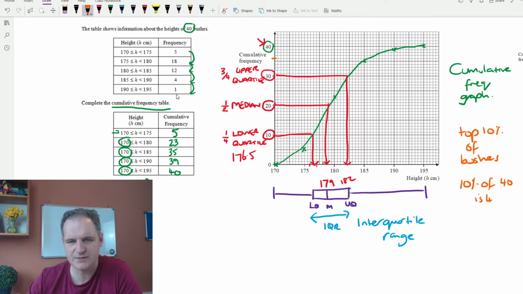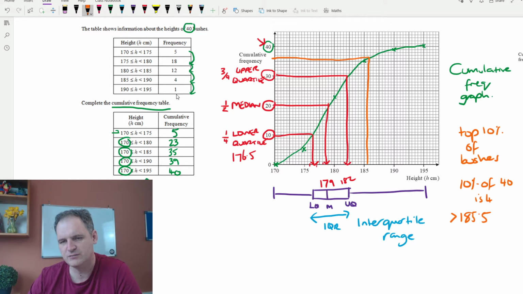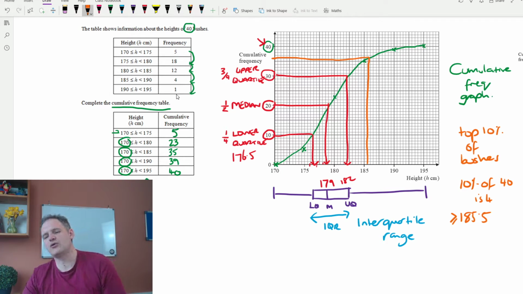That's 36. I'm going to read all the way across and read up. As neatly, you will always use a ruler and pencil for this. And so you've got 185.5. So we can say the top 10% is bigger than 185.5, or bigger than or equal to. So we're able to say what the top 10% score is.